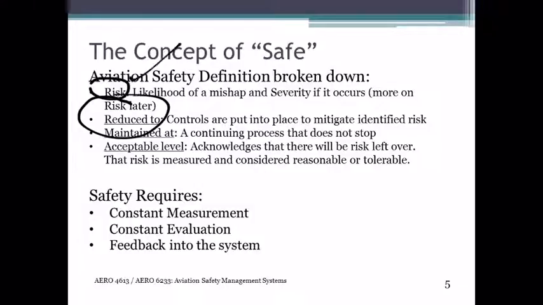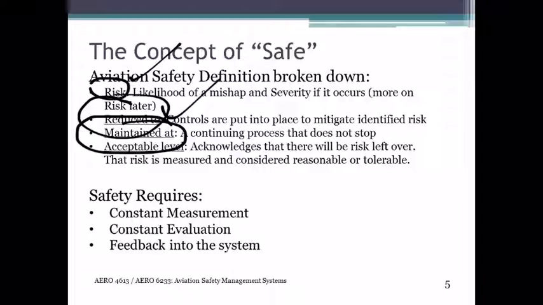Okay, so we have risk, reduced to, now maintained at. We don't just put controls in place and then forget about it. We continually evaluate and re-evaluate the risk. Perhaps in our example of riding a bicycle on a busy street, we decide to take a different route that is less busy. Go at a different time of day. All different ways of reducing the risk and maintaining the risk at an acceptable level.